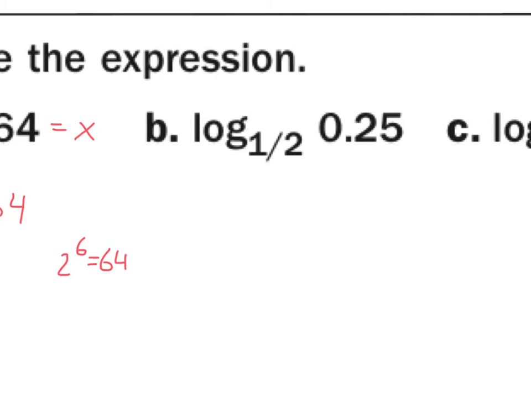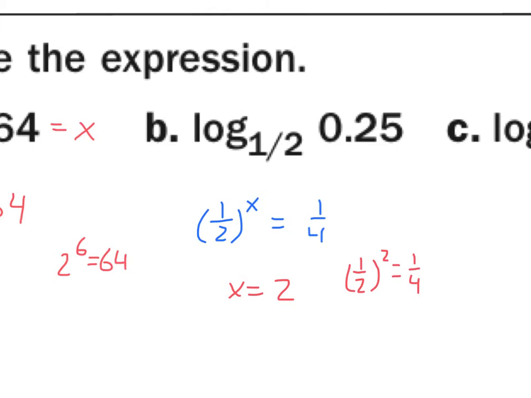So what does B mean? It means I have 1/2. I'm raising it to some power, and I'm going to get 1/4. So how do I get from 1/2 to 1/4? Well, if I square it, so x is 2. Why? Because 1/2 squared is 1/4. 1/2 times 1/2 is 1/4.